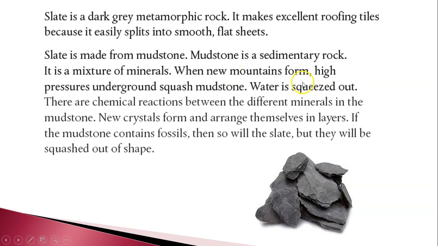When a new mountain forms, high pressures underground squash mudstone. Water is squeezed out. There are chemical reactions between the different minerals in the mudstone. New crystals form and arrange themselves in layers. If the mudstone contains fossils, so will the slate, right? Since we are obtaining slate from mudstone, if the mudstone has fossils, the slate will also have fossils. But they will be squashed because of the high pressure and temperature.